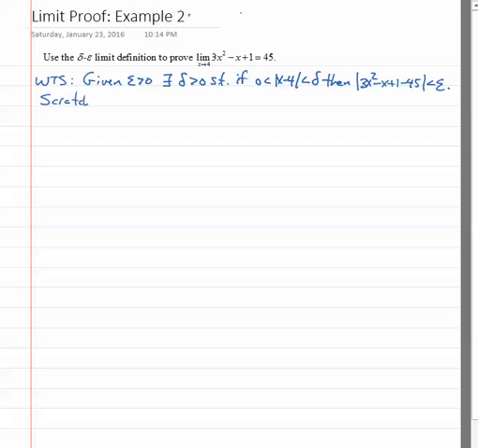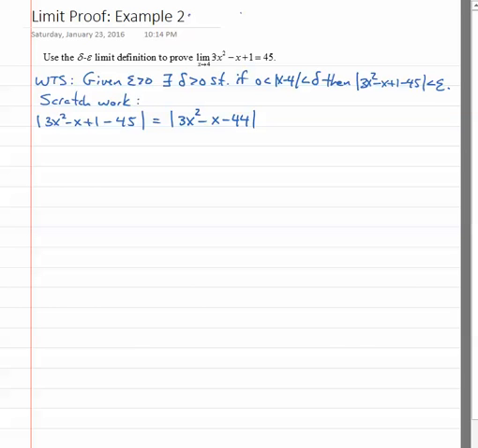Let's do some scratch work, beginning with the absolute value of 3x squared minus x plus 1 minus 45. Let's simplify this and see what we can extract from it. That simplifies to the absolute value of 3x squared minus x minus 44.